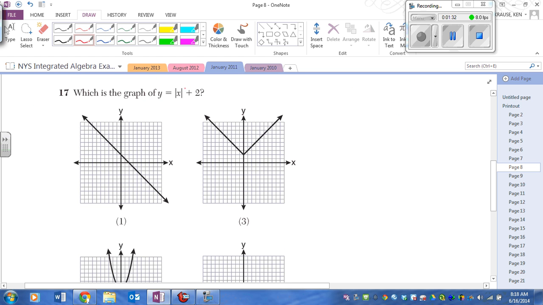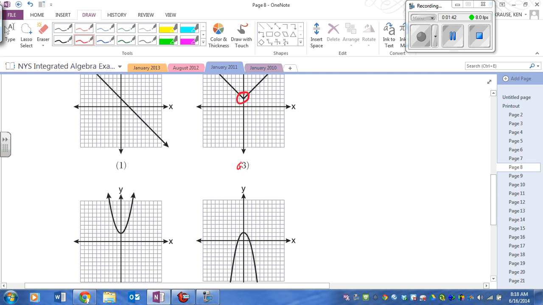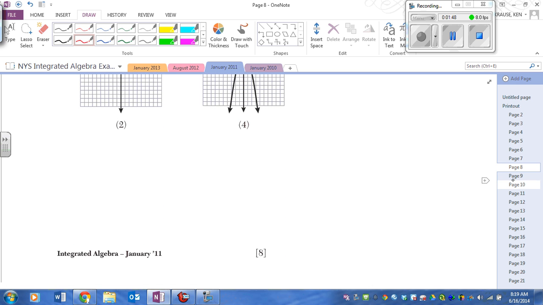Alright, you guys should know that absolute value is a V, and if I add on the outside, that moves it up and has a y-intercept of 2. So choice 3 is the right answer. And it's the only one that's a V anyway, so that was actually a pretty easy question. Guessing that's the last problem on that page.